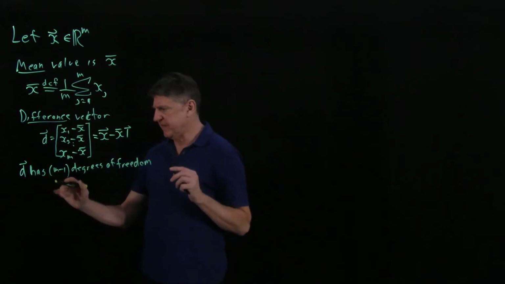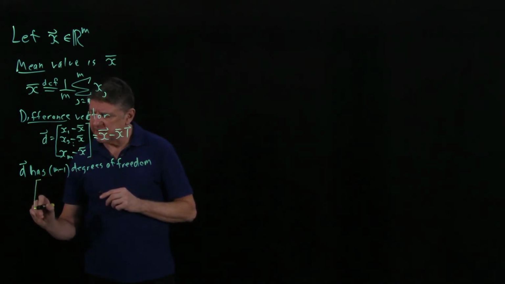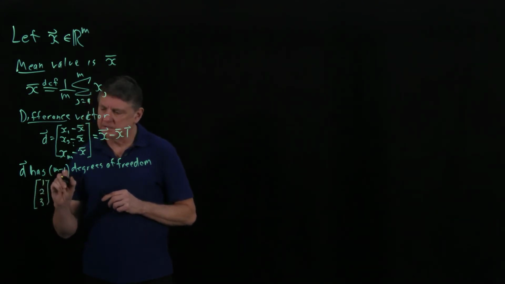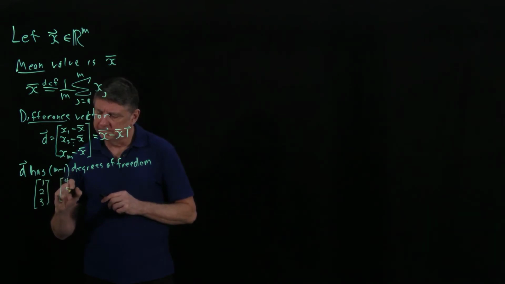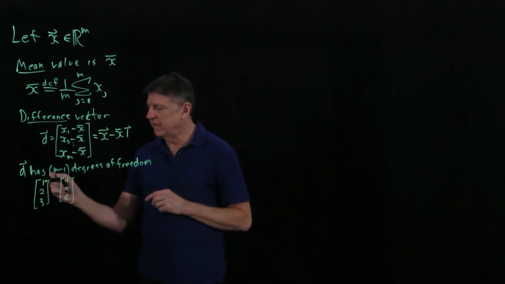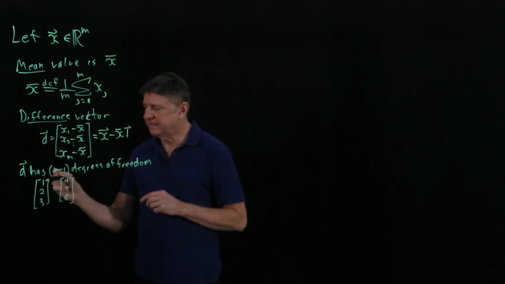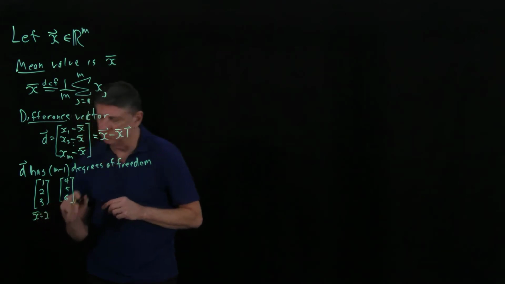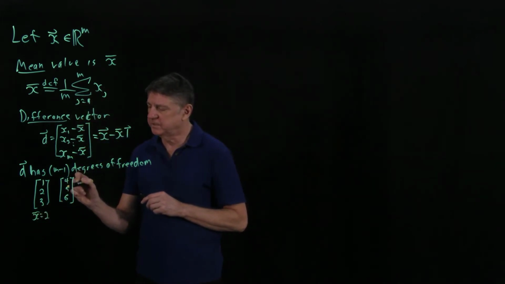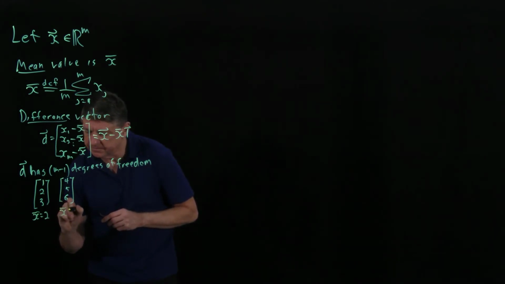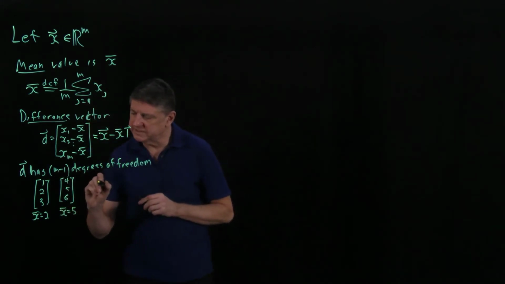So let's suppose, for example, we have two data vectors, and let's suppose that these are 1, 2, 3, and 4, 5, 6. So what's the mean value of this? Well, that would be 1 plus 2 plus 3 is 6 divided by 3. So the mean value for this is 2. What's the mean value for this? Well, that's 4 plus 5 plus 6 is 15 divided by 3. And so that mean value is 5.